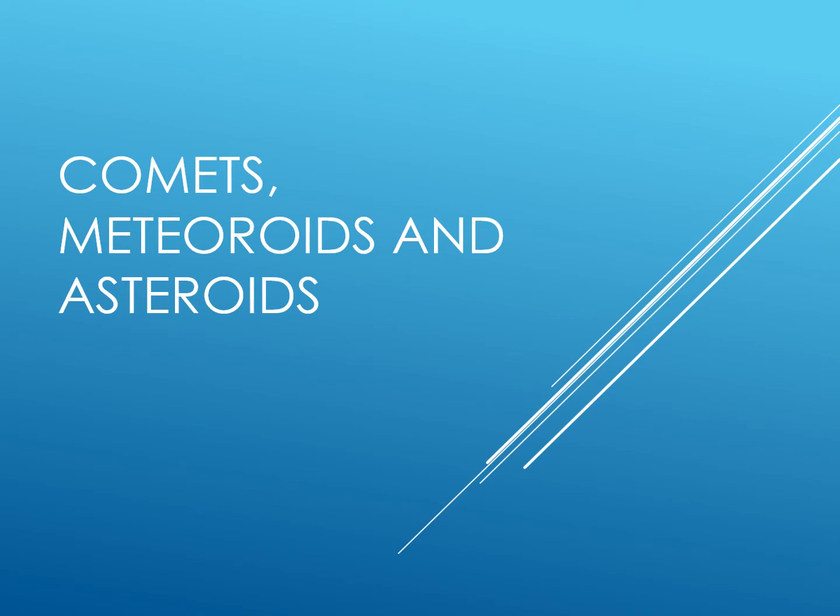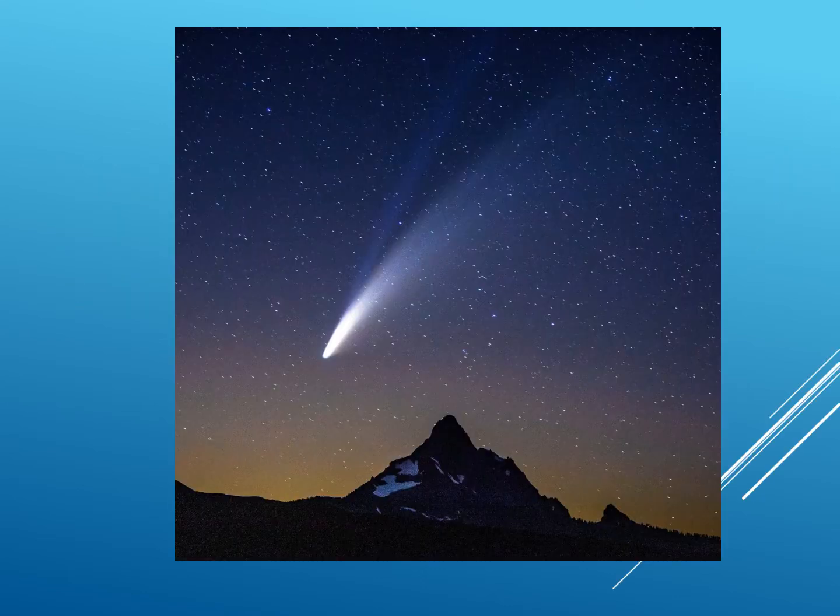Hi there everyone. So let's discuss comets, meteoroids, and asteroids. You can see here the beautiful comet. Of course, this is a picture, and you'll see the movement of this. First, we cannot be sure where it's going. Perhaps this is Halley's comet.